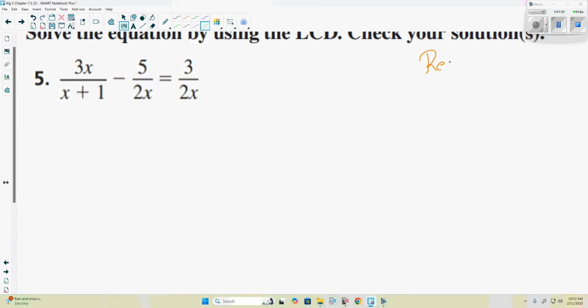So since they are simplified, we can start off by looking at our restrictions. Our restrictions are going to be helpful because if one of the restrictions does show up, we can throw that solution out. And there's two places where we can have a denominator of 0. One of them is x plus 1 and the other is 2x. So with the x plus 1, we would subtract 1 from both sides, telling us that if x is equal to negative 1, we would have a denominator of 0. That doesn't work. Our 2x, well, we can divide both sides by 2, really telling us that x cannot be 0. So if we get 0 or negative 1 as a solution, we're going to throw that solution out.